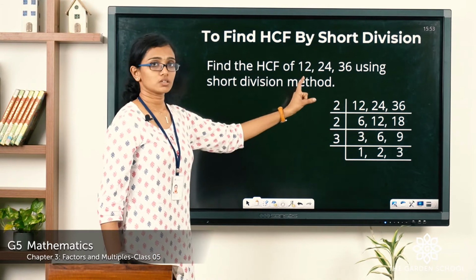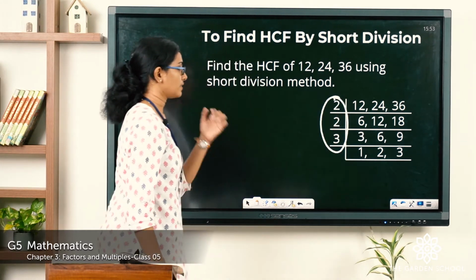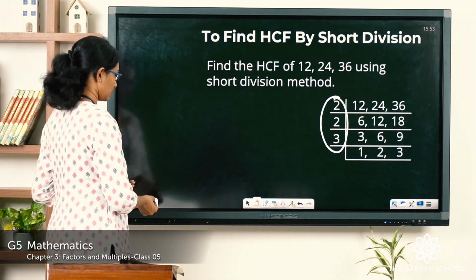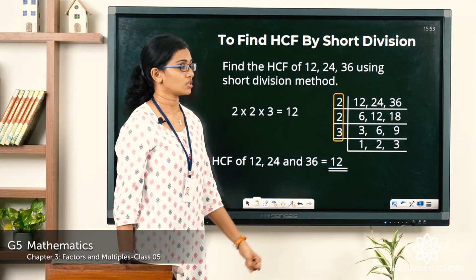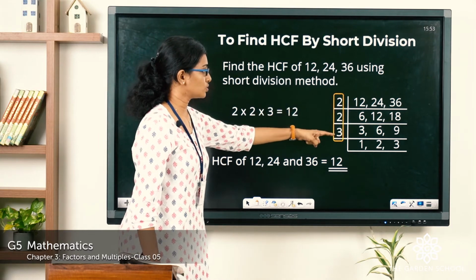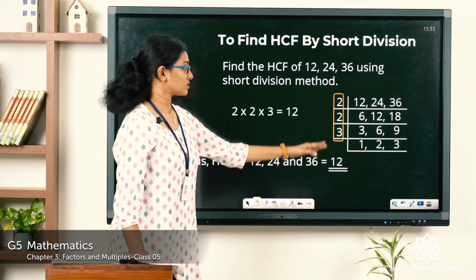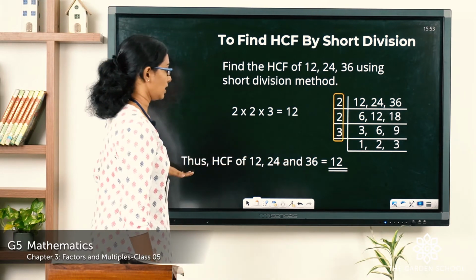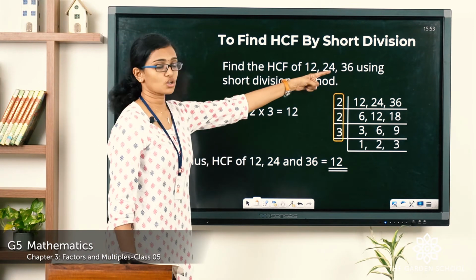So, you take those prime factors along, these 3 common prime factors. Then what do you do? You have to multiply these 3 common prime factors. So, here it is 2 into 2 into 2 into 3. So, 2 into 2, 4, into 3, 12. So, there you have the HCF of 12, 24 and 36 by short division method.